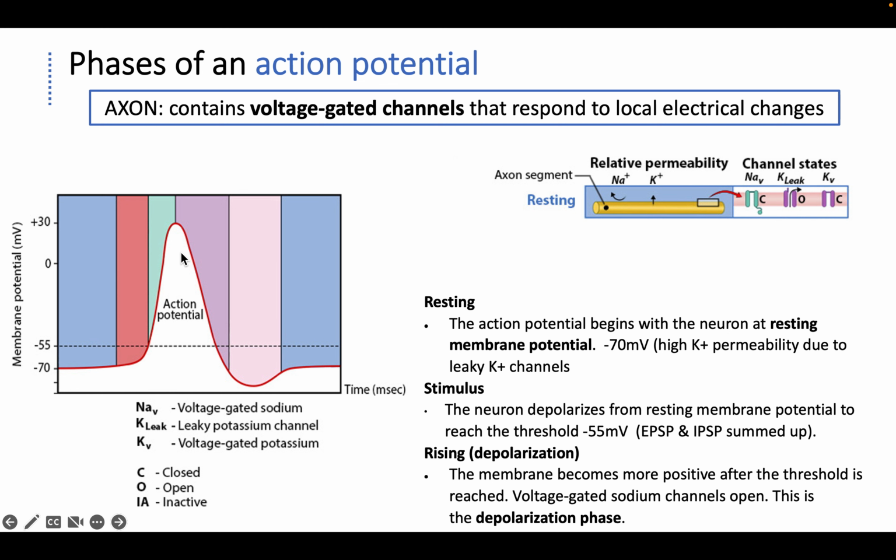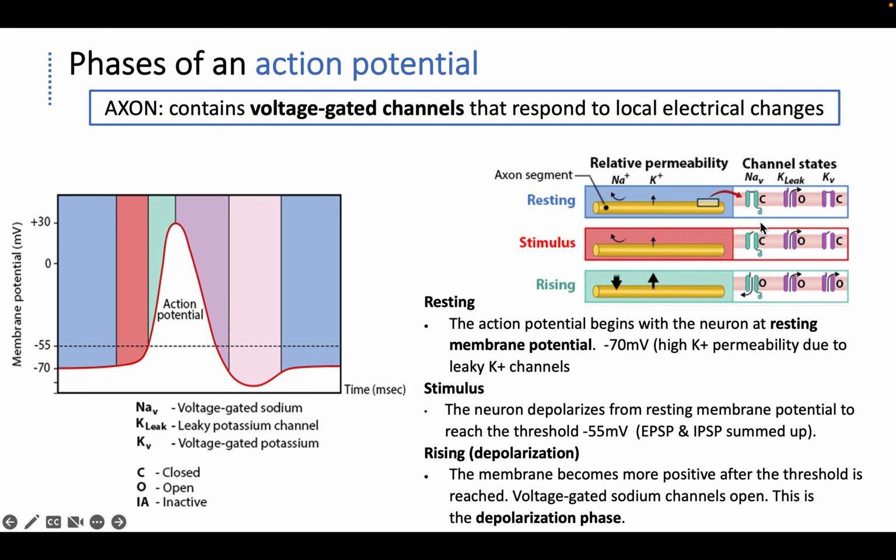All right, so you have different amounts of permeability to different ions at different points, right? So during the resting phase, we said that we have a high potassium permeability, so you see potassium is able to leak out. We then have a stimulus, right? And so we begin the process of opening our sodium channels, and then during rising, we have sodium channels open, and you have a rush of sodium in, and so this causes our membrane potential to shoot up and become more and more positive, okay?